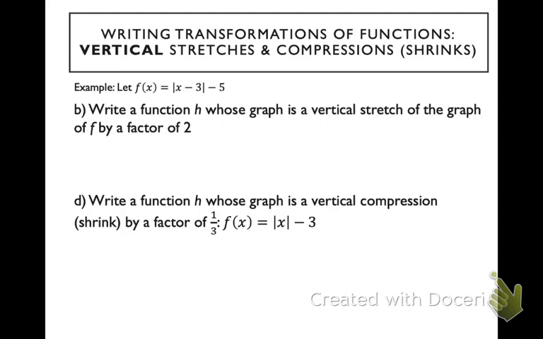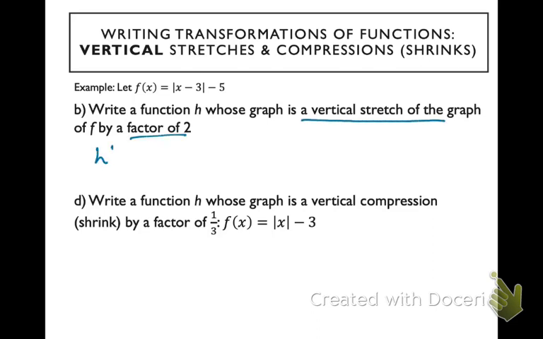Now let's look at vertical stretches and shrinks, or compressions. That's another name. So B says, and I'm not sure how my lettering goes, but hopefully it matches your notes packet. Write a function h whose graph is a vertical stretch of the graph of f of x by a factor of 2. So for a vertical stretch, the entire output needs to be multiplied.